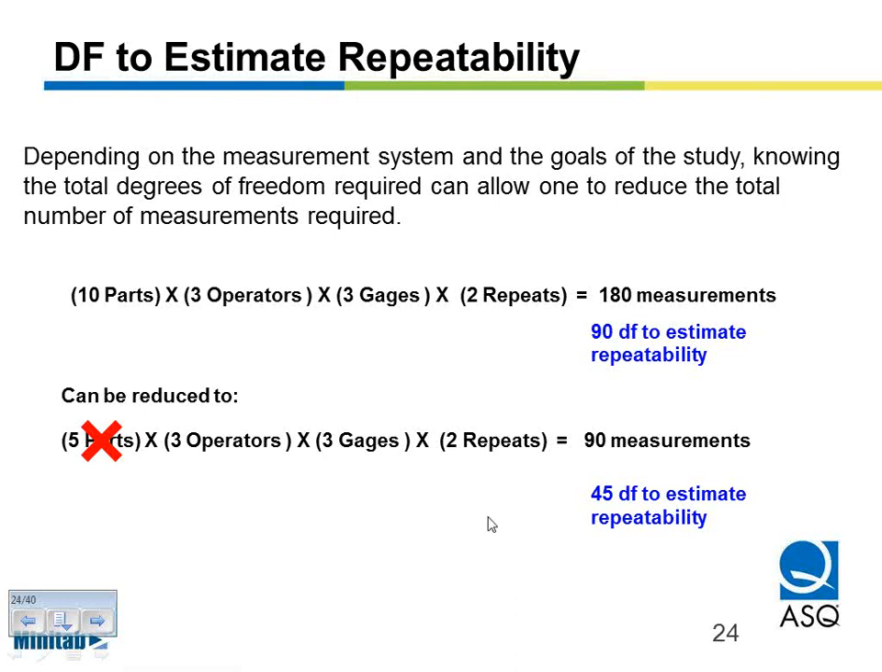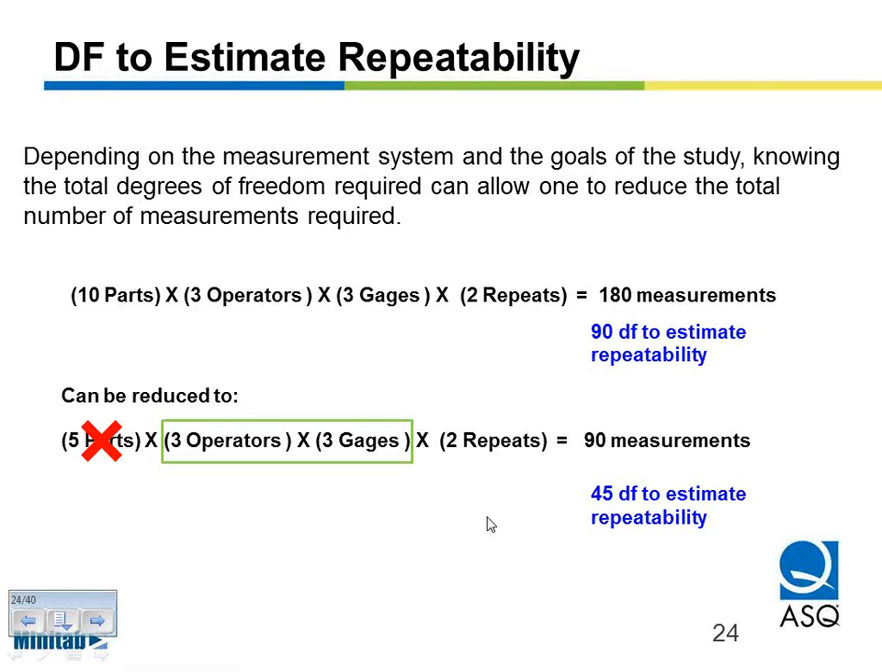as a reasonable way of doing business. Now, what we turn to next is the fact that we still don't know whether 3 was correct for the number of operators or 3 was correct for the number of gauges. So now we're going to turn our attention to the number of operators we choose to study and the number of gauges we choose to study.